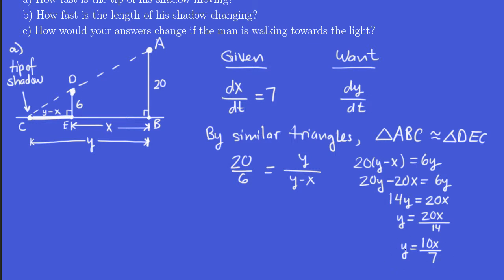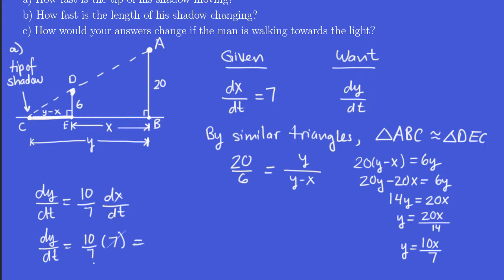And now we're ready to implicitly differentiate that with respect to time. So why don't I do that over here? dy/dt would be 10 over 7 times dx/dt. Now we know that dx/dt is 7, so we can fill that in. 10 over 7 times 7. Those 7s cancel, and we're left with 10.